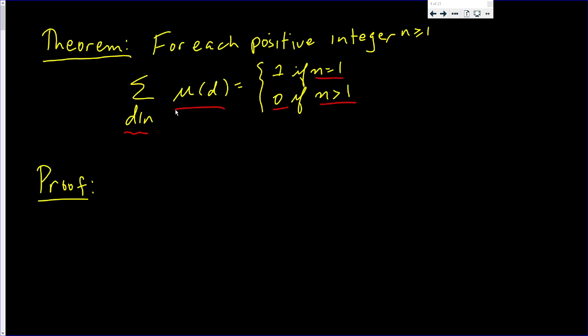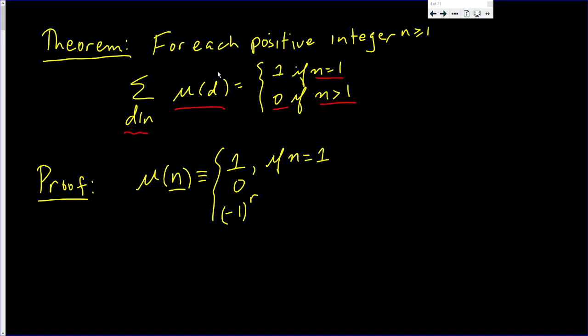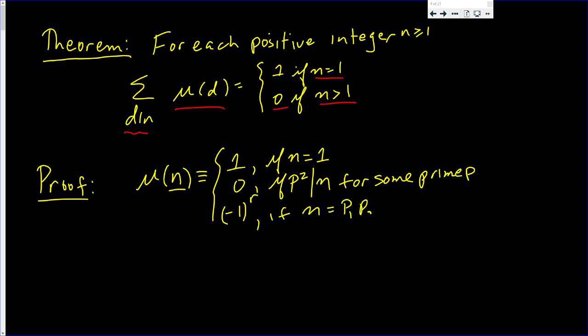The other thing is I like to define what mu of n is. Mu of n, by definition, equals 1, 0, or negative 1 to a positive integer power. It equals 1 if n is 1. That is, mu of 1 is 1. And it equals 0 if the square of some prime divides n, that is, if p squared divides n for some prime p. And it equals negative 1 to the r if n is a product of r primes, all to the first power.